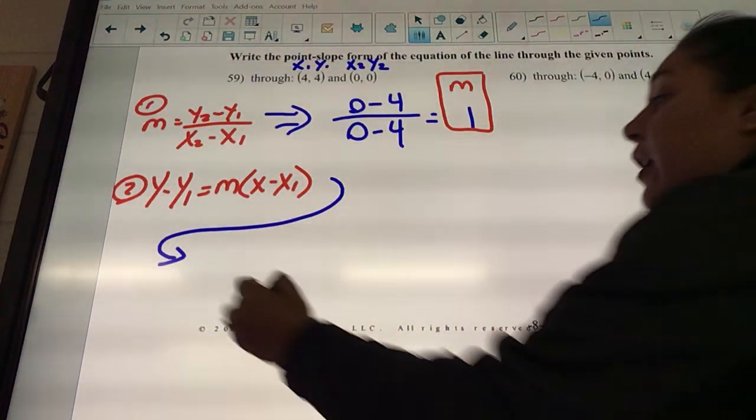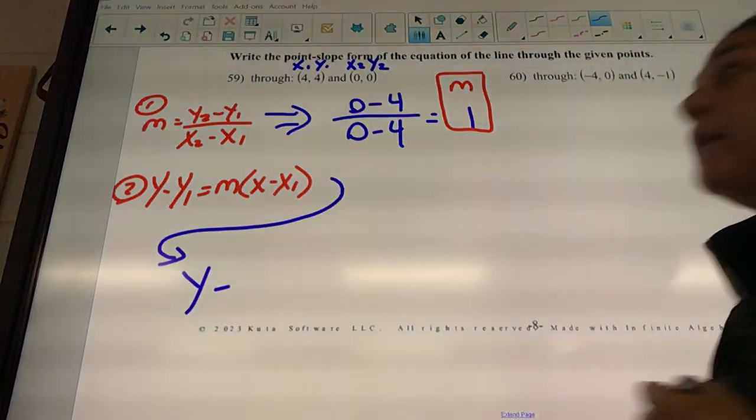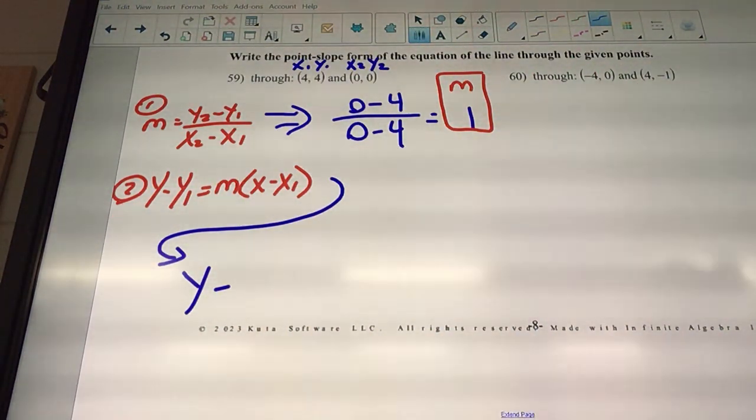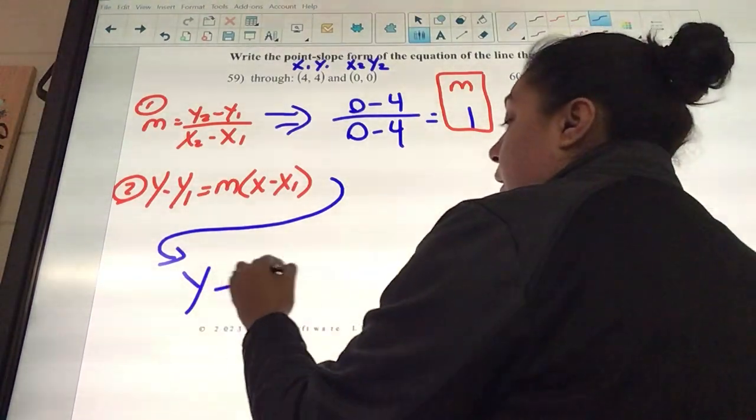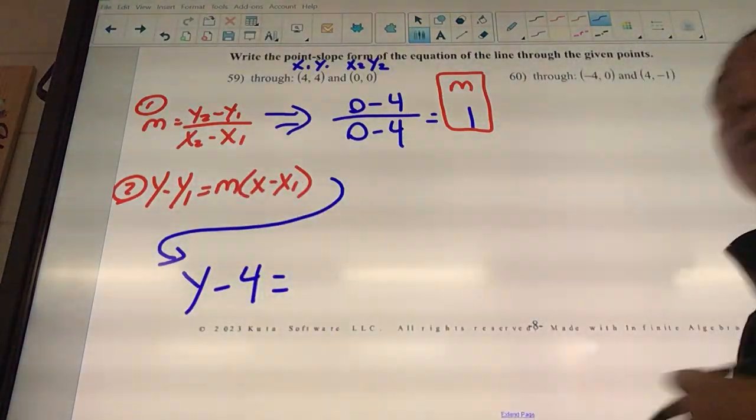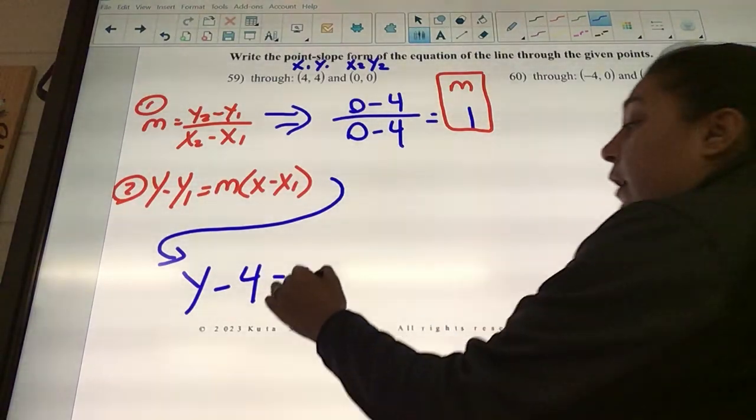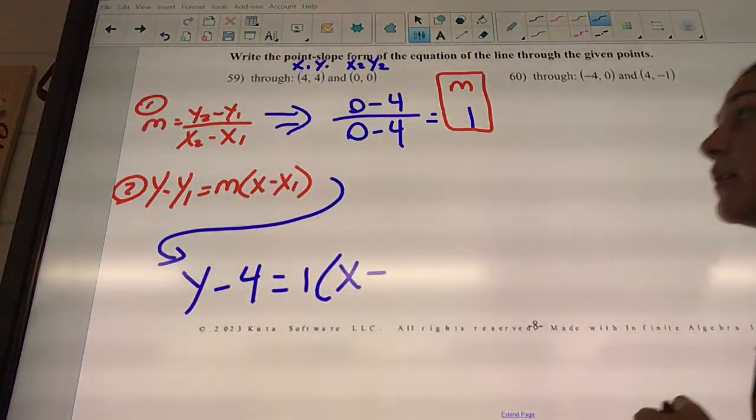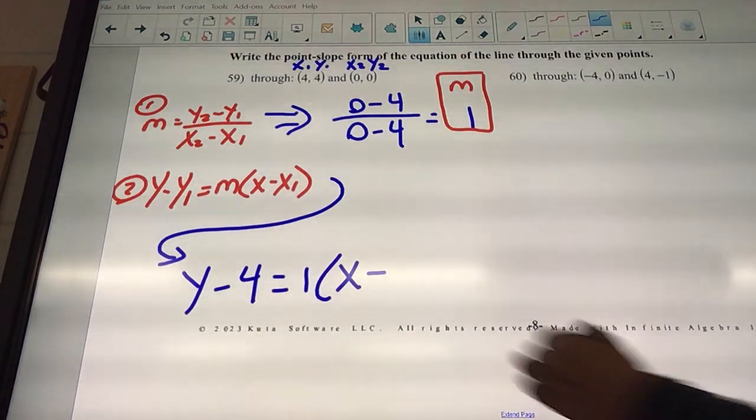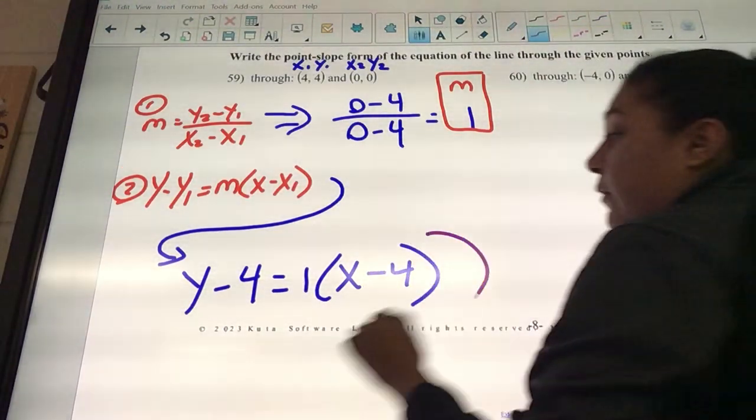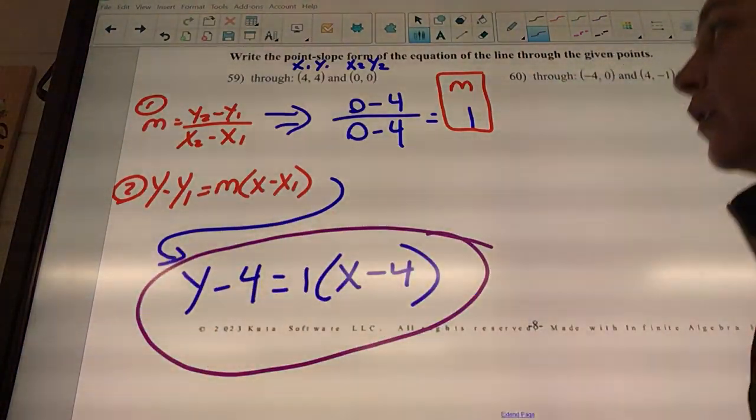It's going to look like y minus, what is my y1? 4, equals my m. What is my m? 1. I found it. 1 times x minus my x1, which is also 4. And so this is our final answer when we're all said and done.